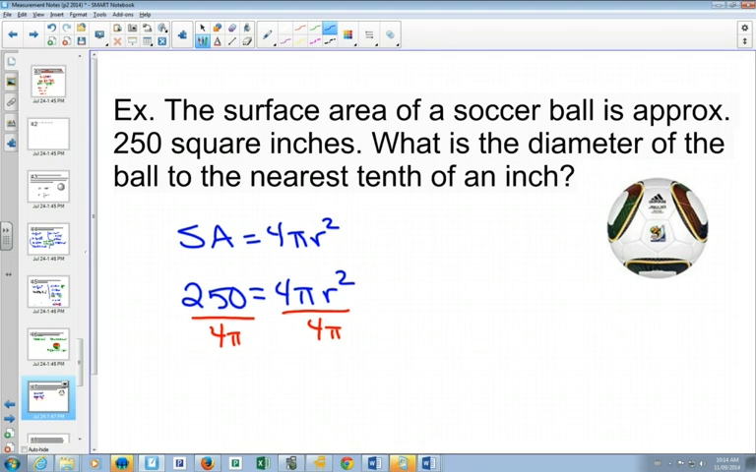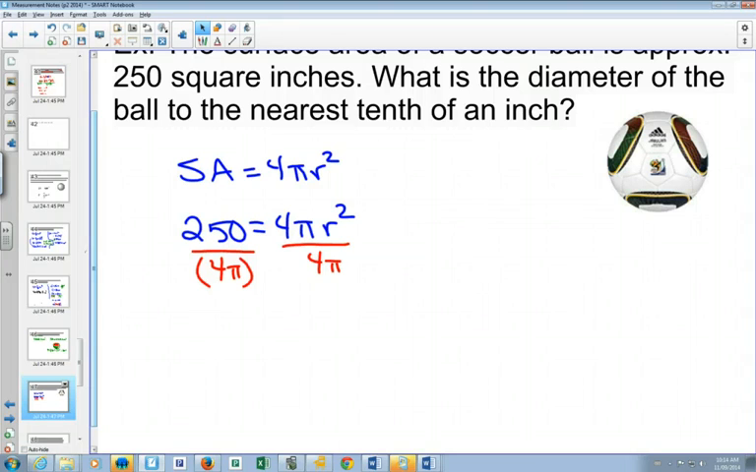Here again, if you have a calculator, there's 2 things on the bottom of your fraction. That same thing that we noticed earlier. Or you can use your fraction button and figure this out. What's going to be left on this side is still an r with a 2, r squared. And 250 divided by 4 pi, 19.89. And that would keep going.